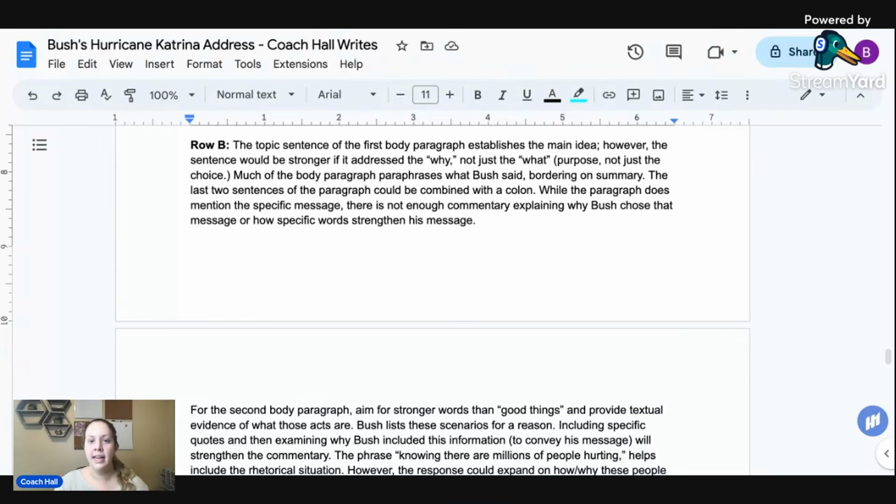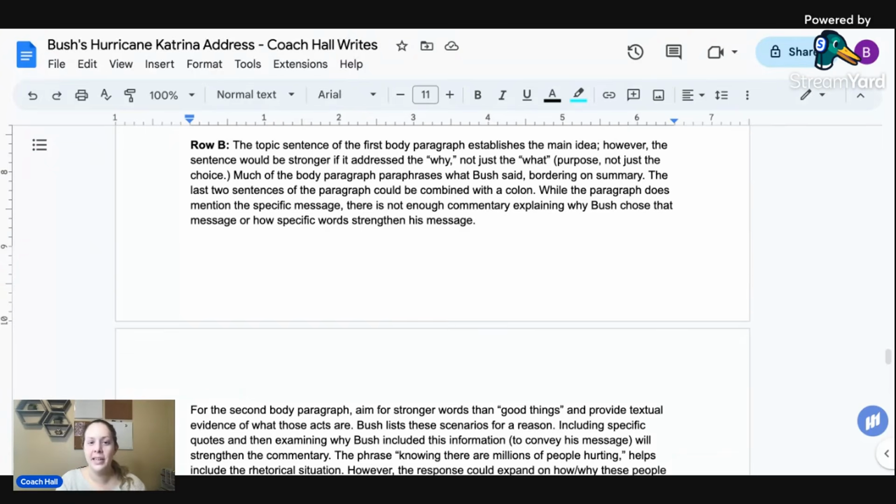You'll also notice that it talks about how much of the paragraph is paraphrases bordering on summary. The last two sentences could be combined with a colon. If you want help with advanced punctuation, I have some videos about that as well. Learning about colons and dashes can help your writing style. And as a bonus, if you're taking the SAT or ACT, if you understand how that punctuation works, you can improve your score. So if you want help with colons and dashes, check out the description box as well.